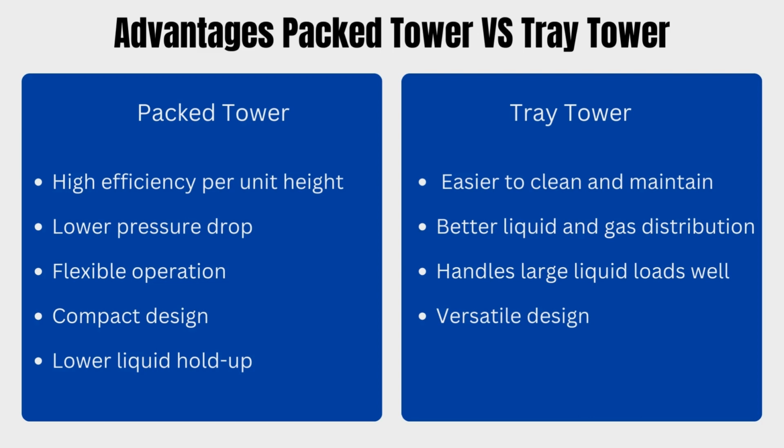On the other hand, tray towers also have their unique advantages. They are easier to clean and maintain, which is important for operational reliability. Tray towers ensure better liquid and gas distribution, improving contact efficiency. They handle large loads well, making them suitable for high capacity operation. Lastly, they offer a versatile design, adaptable to various process requirements.